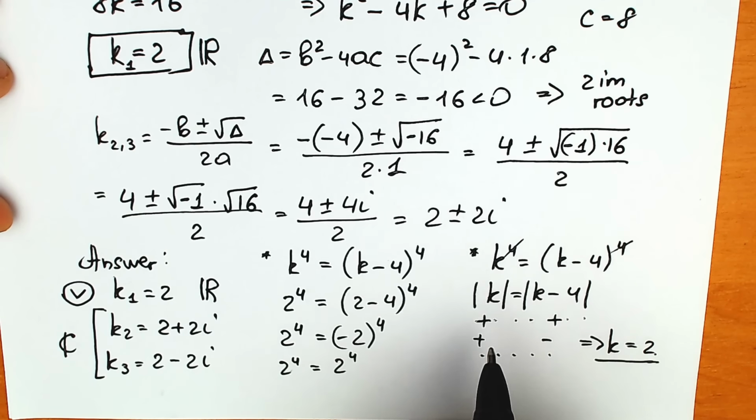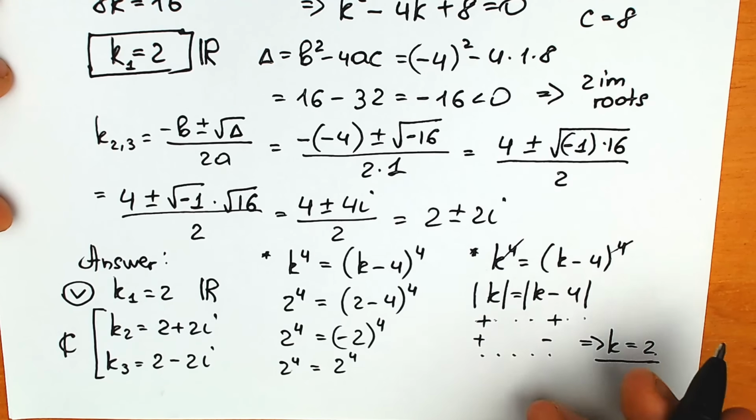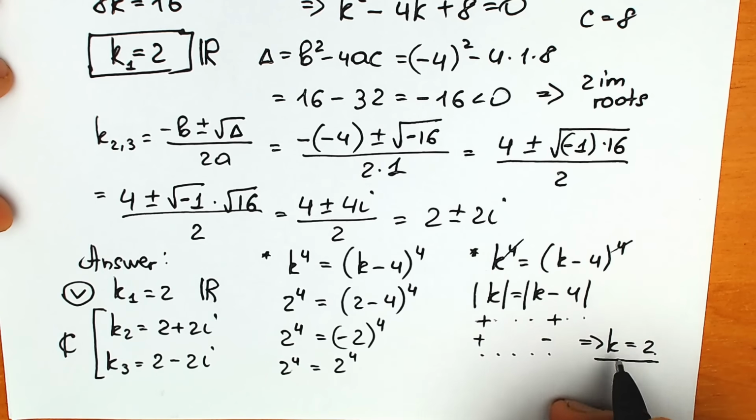So if you don't have time, for example, in your exam, then you can cancel this fourth power. You need to put this absolute value brackets, and then from here you can easily get this k equal to 2. Okay, I really hope you understand this thing, but this is not a full solution.